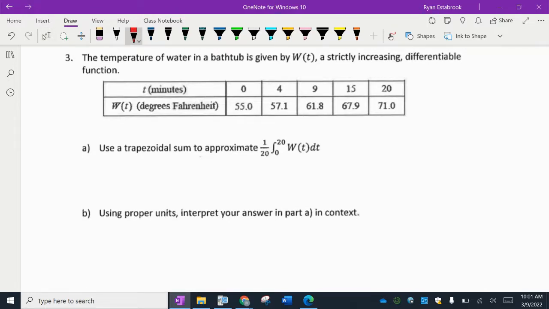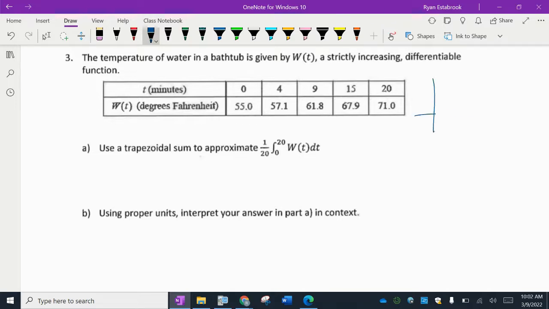All right, number 3. In question 1, we work with some generic function w of t. In number 2, we work with a specific function g of x. We could actually integrate it. In number 3, we're given a table for some specific values, not an actual function, not an actual graph. And from this, we're asked to use a trapezoidal sum because I can't get a specific answer for this one. I'm going to have to approximate using some kind of method, a left or right or a midpoint Riemann sum. In this case, it's a trapezoid Riemann sum.